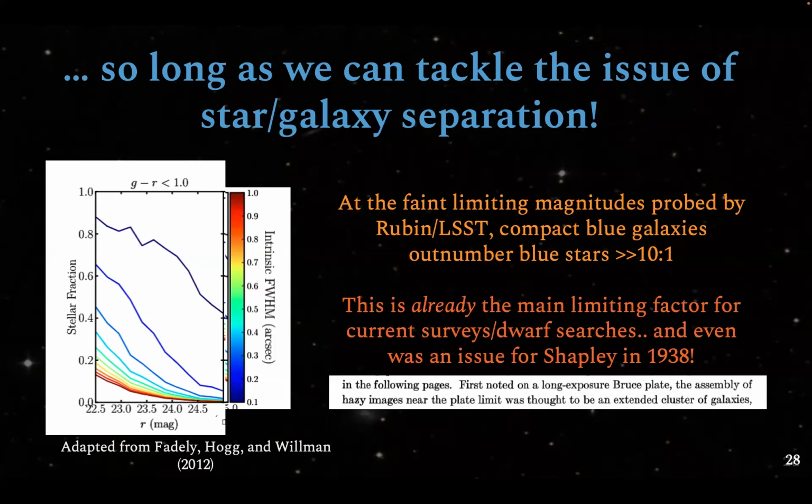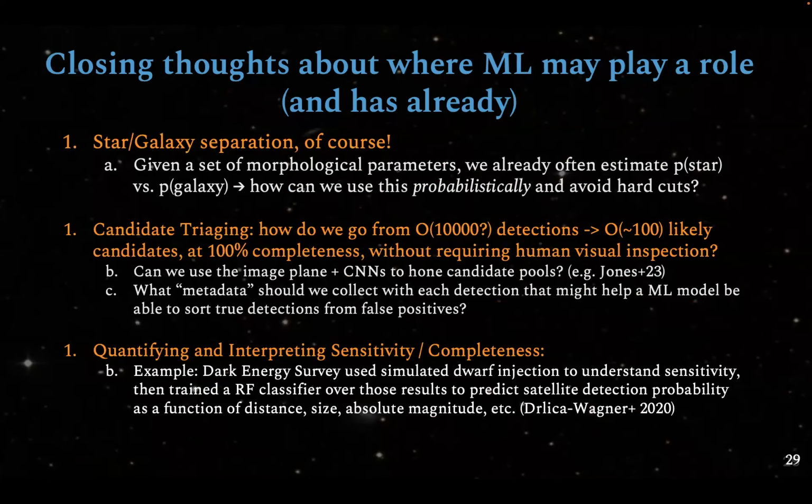This is a problem that's plagued us even since the discovery of Sculptor in 1938. In Shapley's paper discovering Sculptor, he actually remarks on whether he initially thought this entire dwarf galaxy was just a cluster of galaxies, like the one in a galaxy cluster he was studying. And so this is a problem that's plagued us for a long time. It's plaguing us with current surveys, and it's going to plague us with Rubin. And so I think it's a promising area where we'll be able to continue to improve with machine learning.